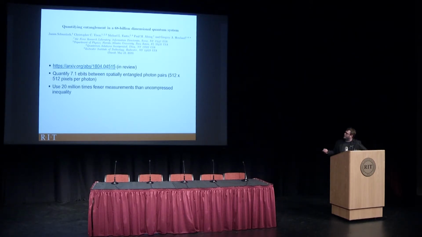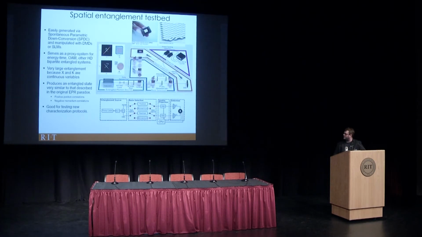We have this provocative title that we quantified entanglement in a 68 billion dimensional quantum system. So we quantify 7.1 EBITs between spatially entangled photon pairs, and for each of the photons is in a 512 by 512 pixel, so 512 squared local measurement outcomes. And we end up using 20 million times fewer measurements than you would have needed if you used our unimproved inequality, and something like 10 to the 18 fewer measurements than if you tried to do a tomography. So it's a really big improvement.